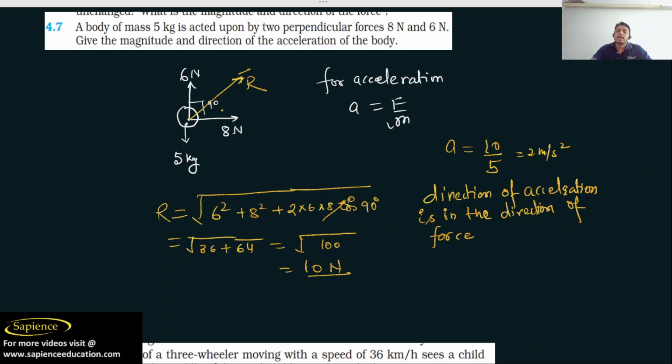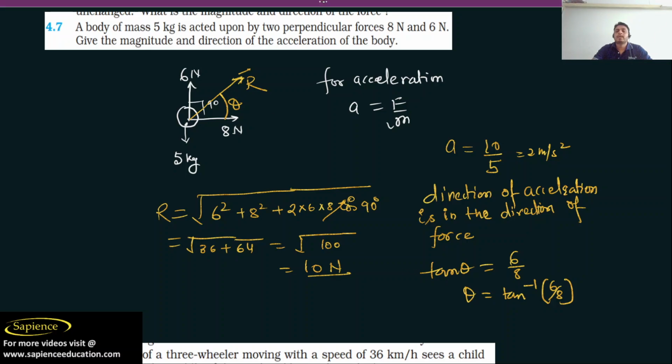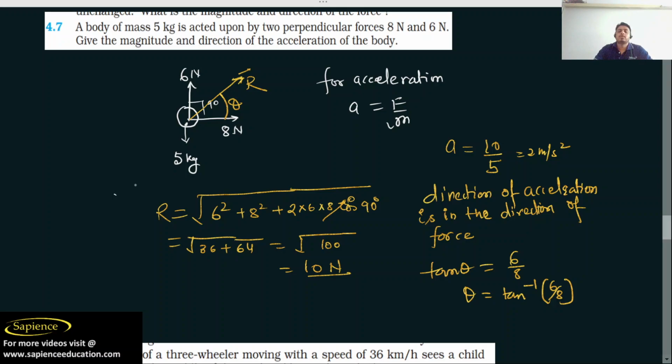Suppose this angle is theta. So tan theta is equal to perpendicular force by base force, that is equal to 6 by 8, so theta will be equal to tan inverse 6 by 8. So this is the direction of the acceleration. I hope you all have understood. Now we will go to question number 4.8.